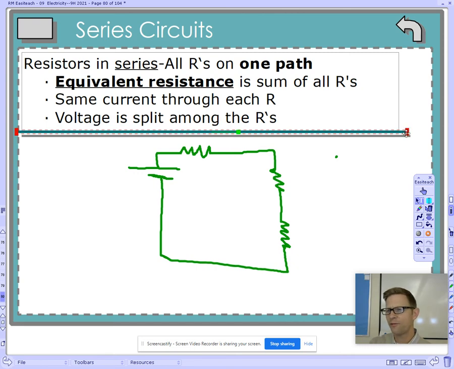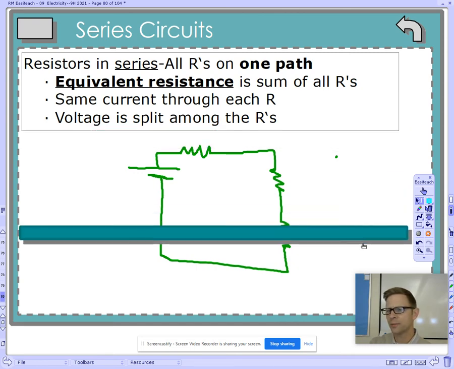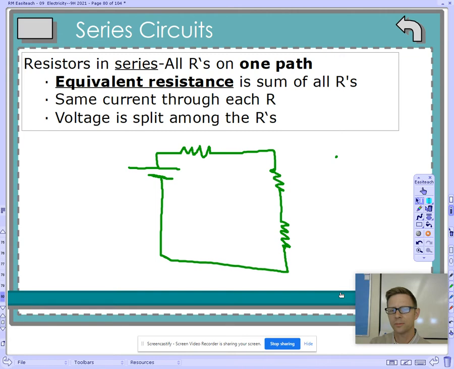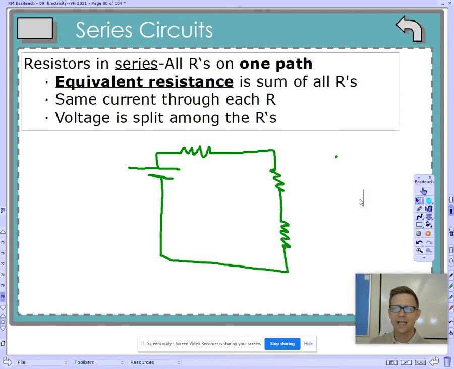Another interesting fact, which we'll explore more through simulators and hopefully through some lab investigations, is that the current is the same through every single resistor. So if you change this resistor that I said was going to be 20, if you change that to 50, it slows the current down there, but it actually slows the current down everywhere.